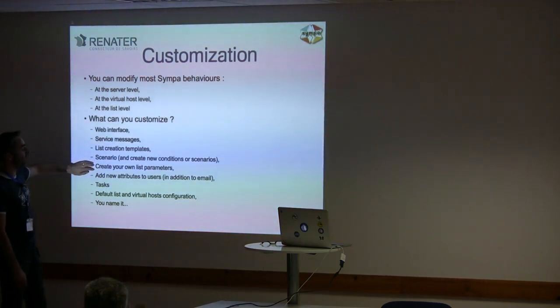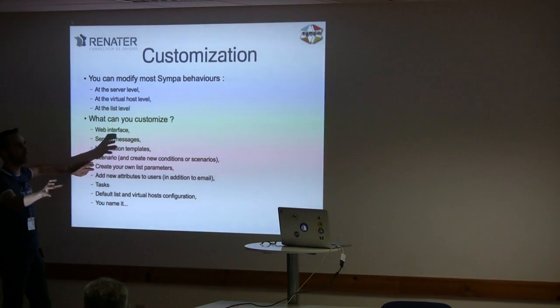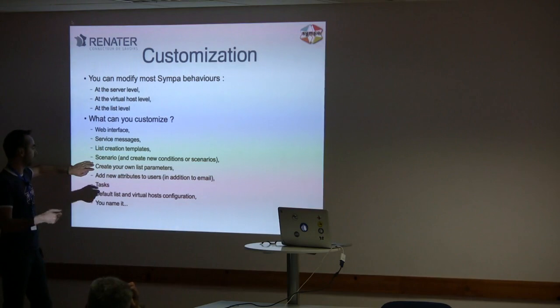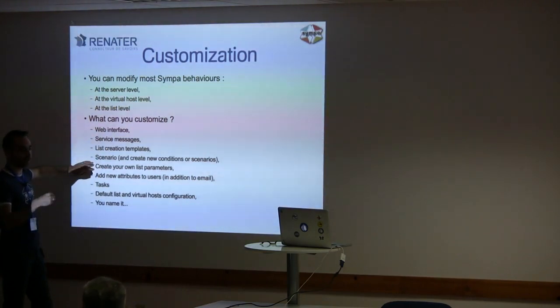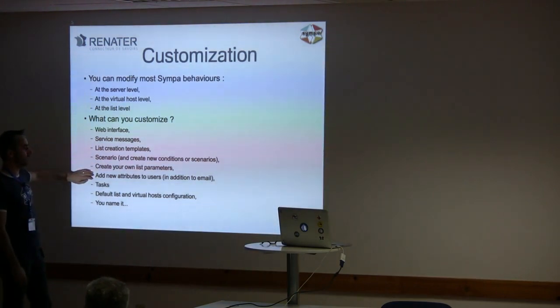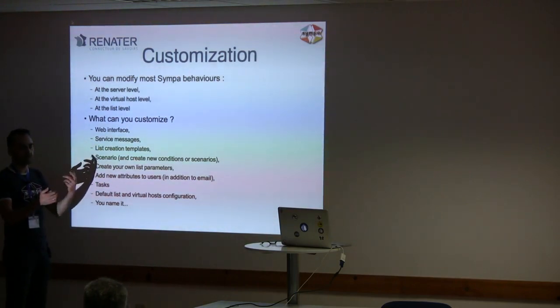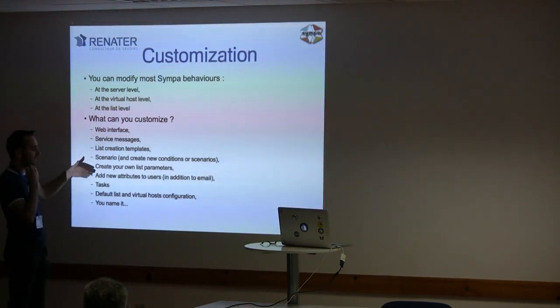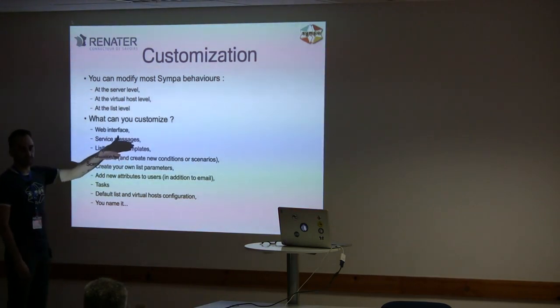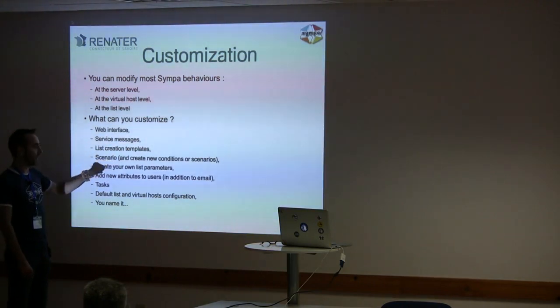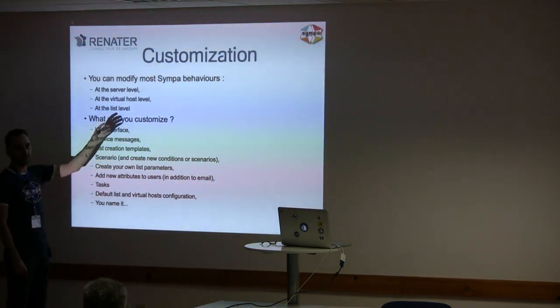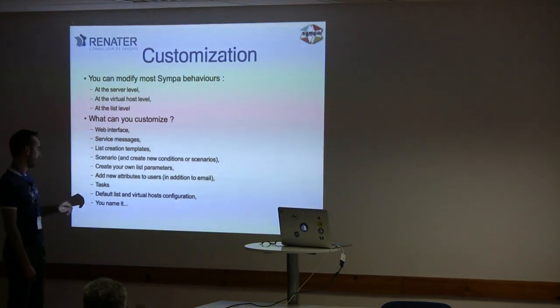You can create your own list parameters. You have roughly 100 parameters to configure a list. If you think it's not enough, you can create your own list parameters. You can add new attributes to users. By default, it's only email and first name or last name. But you can add as many fields as you want for users to fill in when they subscribe. And in the next version, you will be able to populate these additional parameters directly from LDAP or an RDBMS.